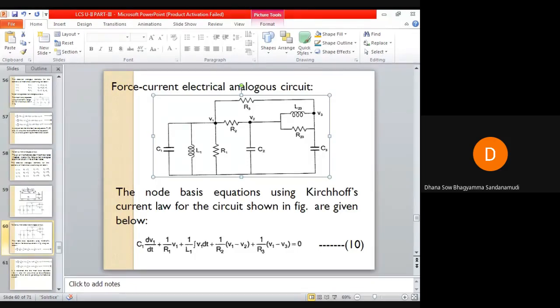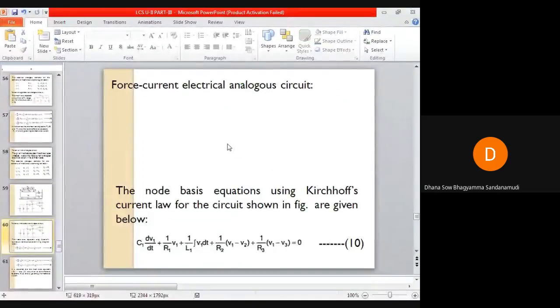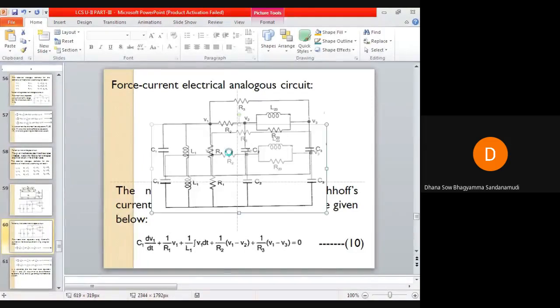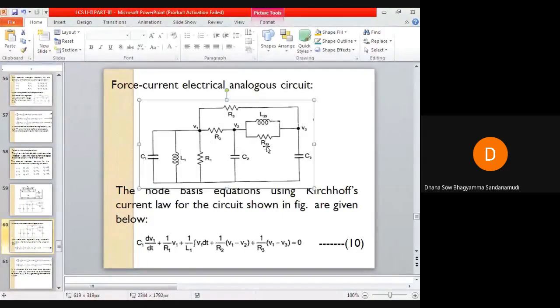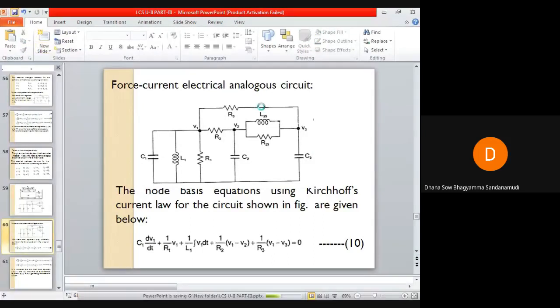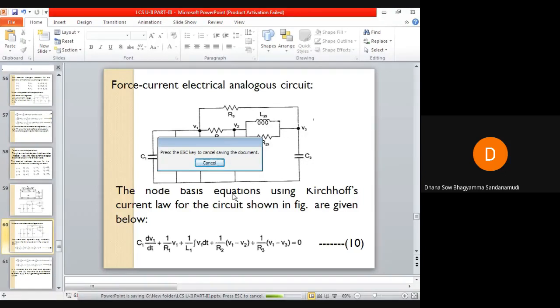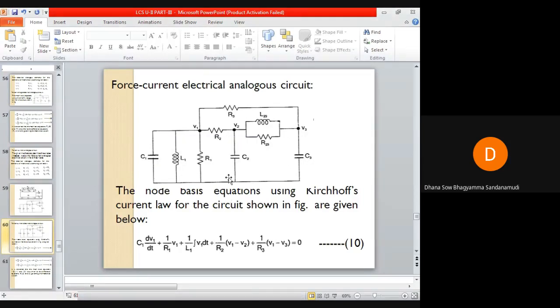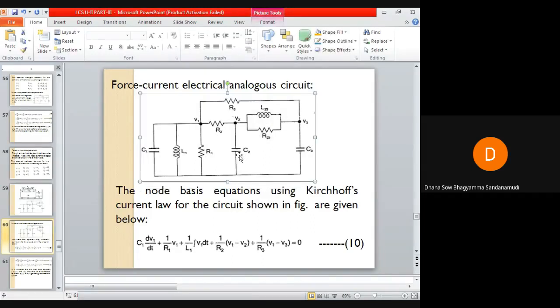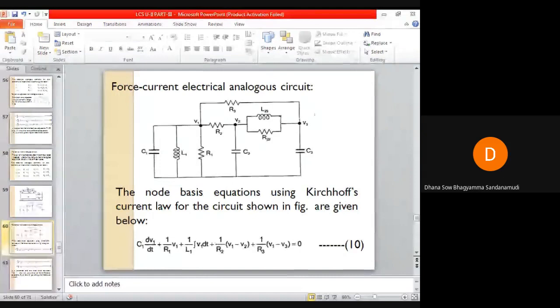I hope this circuit is clearer to you than the previous circuit. So I'm removing this and pasting this. I'm saving it. Now you have this circuit. So what you can do is write down the nodal equations. Three nodes are there, V1, V2, V3 nodes are there.